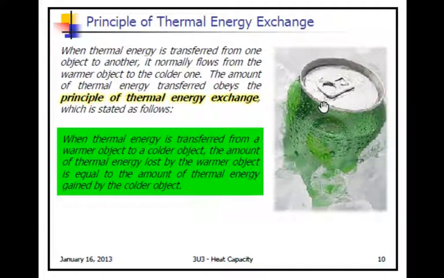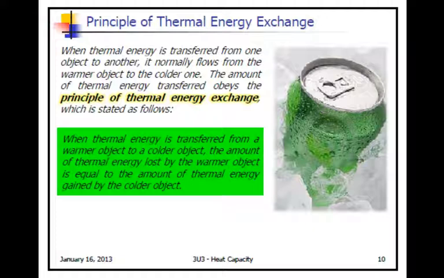I'd like you to copy down this principle of thermal energy exchange. It says when thermal energy is transferred from one object to another, it normally flows from the warmer object to the colder one. The amount of the thermal energy transferred obeys the principle of thermal energy exchange, and that is stated here. When thermal energy is transferred from a warmer object to a colder object, the amount of thermal energy lost by the warmer object is equal to the amount of thermal energy gained by the colder object.